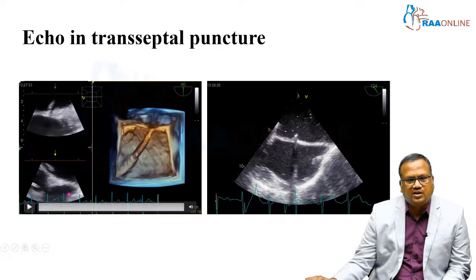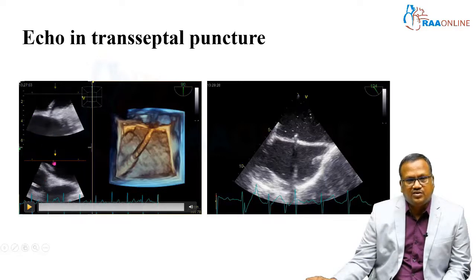So this is the aorta, and this is the upper part, this is the posterior part of the interatrial septum. So the aorta is anterior and posterior. So we'll know where to puncture. So whether you are going very anterior or very posterior or superior or inferior, we can see by 3D echo.